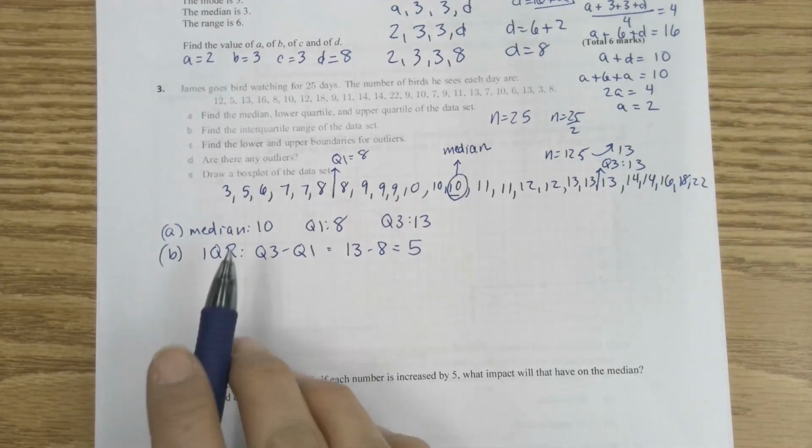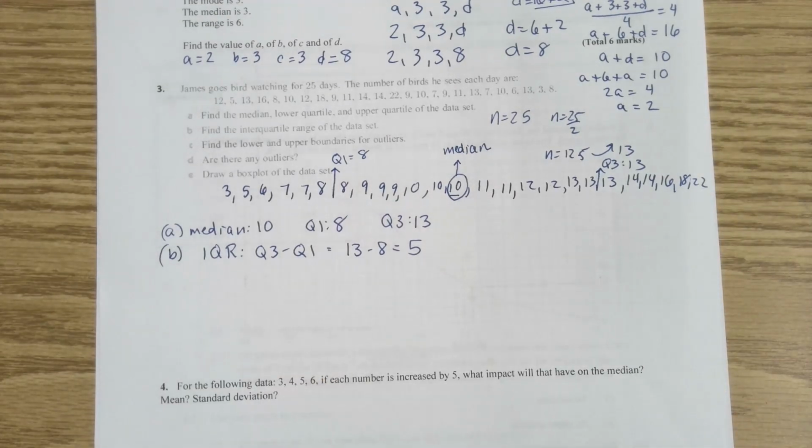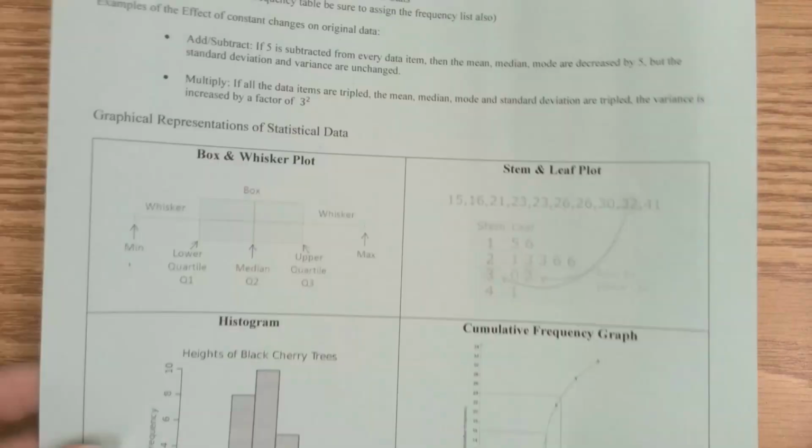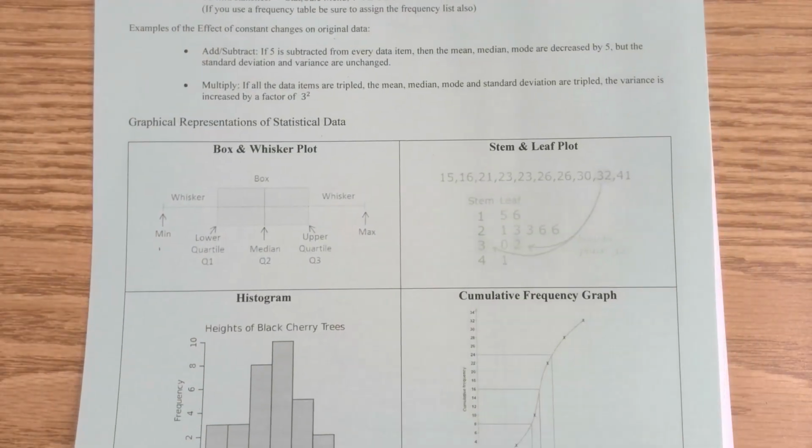By the way, your formula packet does in fact have the interquartile range calculation on it if you forgot how to do that. All right, next question says find the lower and upper boundaries for your outliers. So I have on the green reference sheet that I have given you, there is some information about outliers.